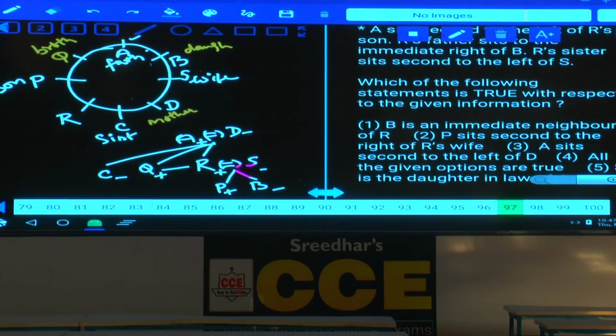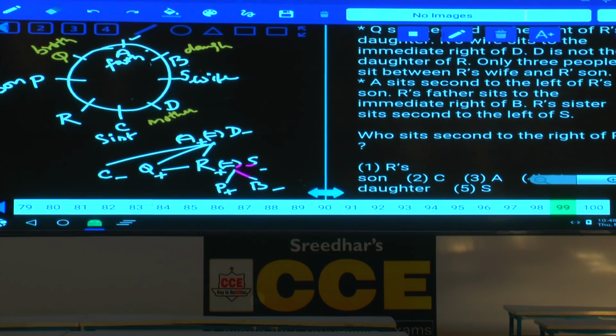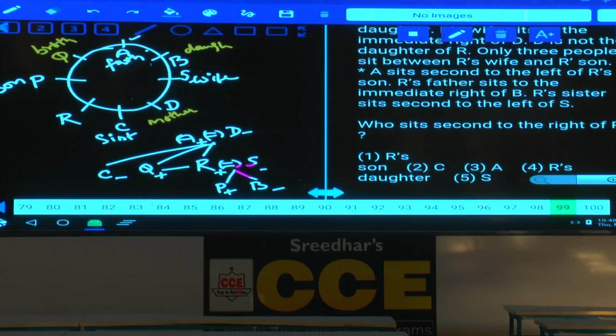Then question number 98. Now in this 98, how is Q related to B? Now Q related to B: B is the father of R, so Q is the father's brother. Father's brother is uncle, choice 4. Then question number 99. Who sits second to the right of P? Yes, tell me who is seated second to the right of P? C, R's sister. That is choice 2.